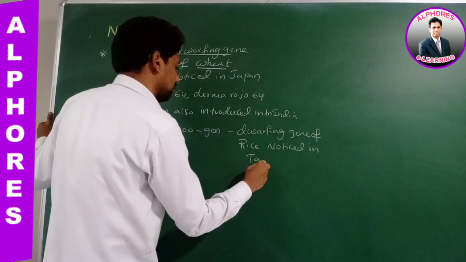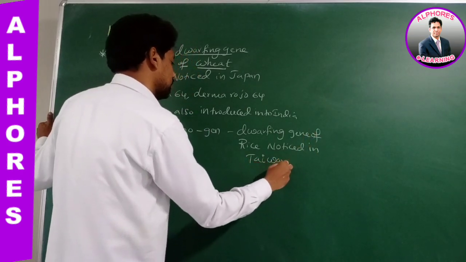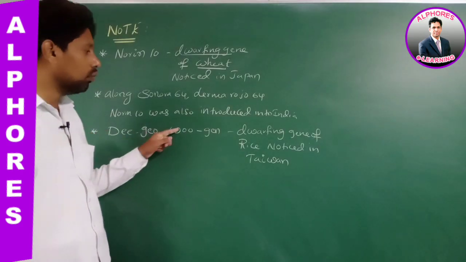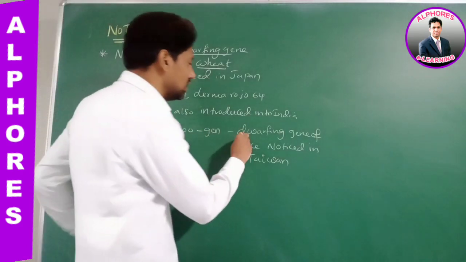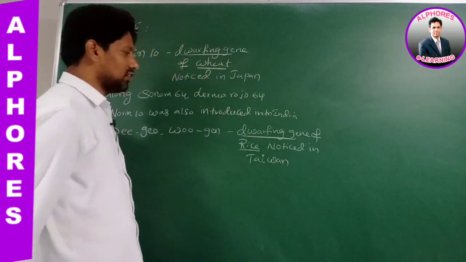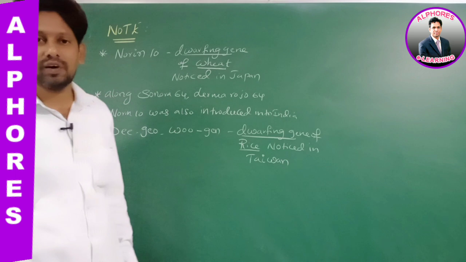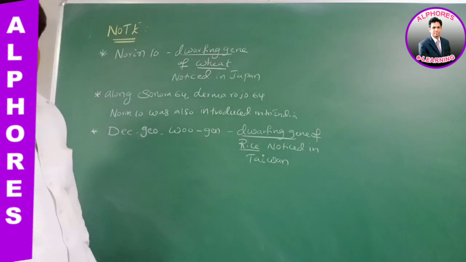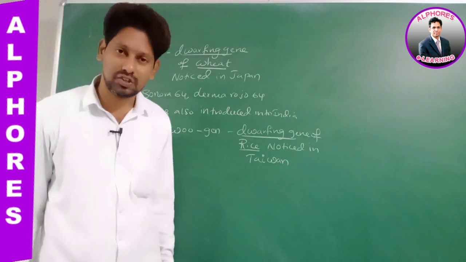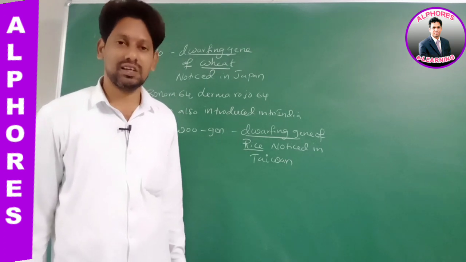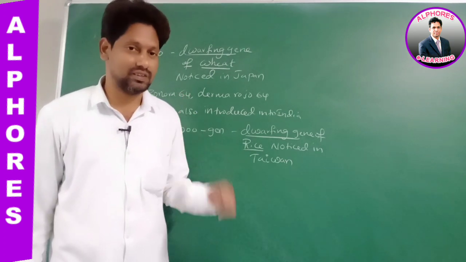First noticed in Taiwan. The dwarfing gene DGOU-Gen is a dwarfing gene of rice. It was first noticed in Taiwan. IRI: what is the full form of IRI? International Rice Research Institute, located in the Philippines.